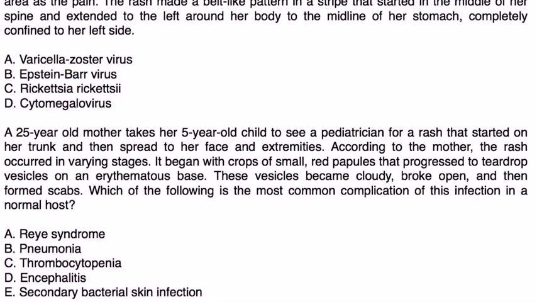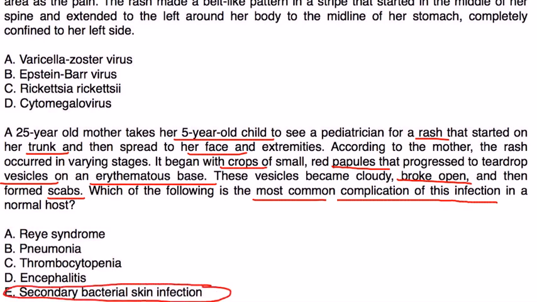Second one, a 25-year-old mother takes her 5-year-old child to see a pediatrician for a rash that started on her trunk and spread to her face and extremities. According to the mother, the rash occurred in various stages. It began as crops of small red papules that progressed to teardrop vesicles on an erythematous base. These vesicles became cloudy, broke open, and then formed scabs. Which of the following is the most common complication of this infection in a normal host? Well, they're talking about chickenpox. The most common complication is secondary bacterial infection, due most commonly to chronic pruritus.